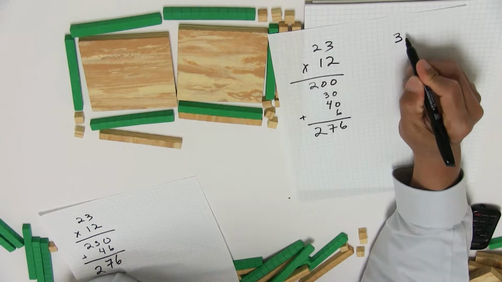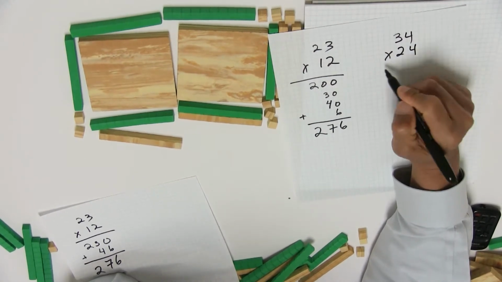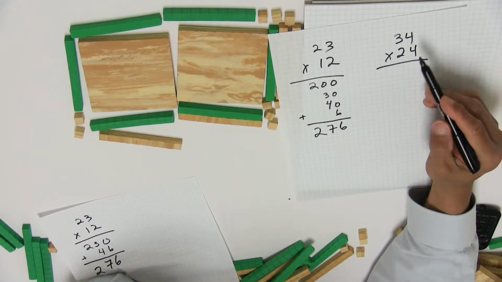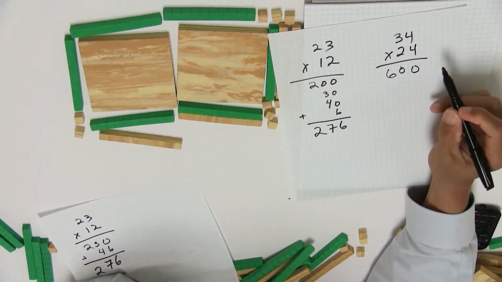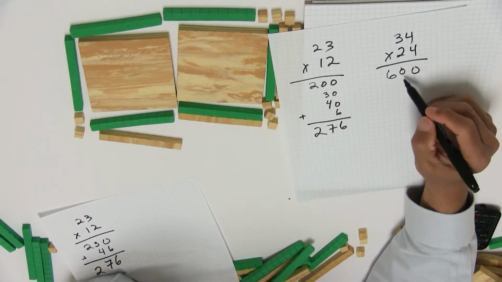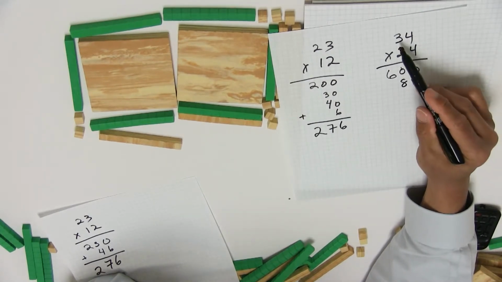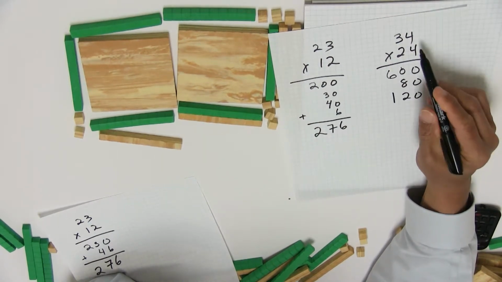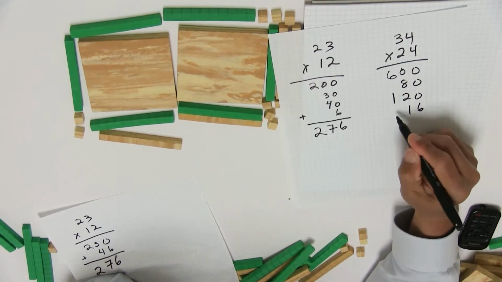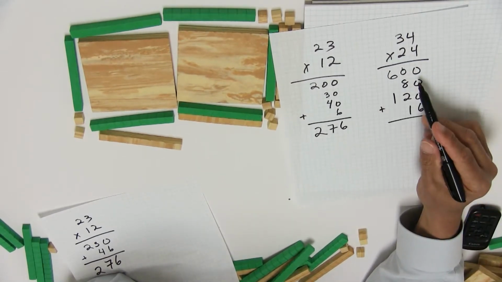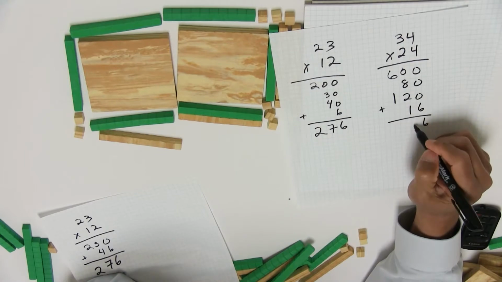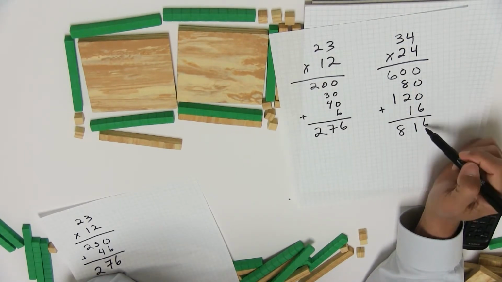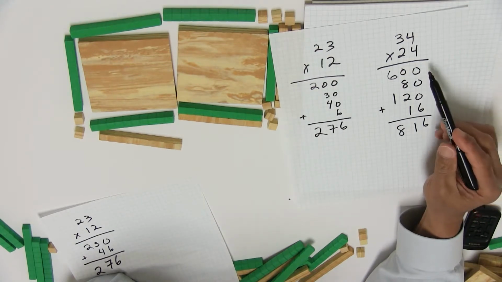So, again, I have them do this, and they tell me, well, 30 times 20 is 600. 4 times 20 is 80. 30 times 4 is 120. 4 times 4 is 16. And then all I do is add it up. And there's my answer. 34 times 24 is 816. So a child might say this to me.